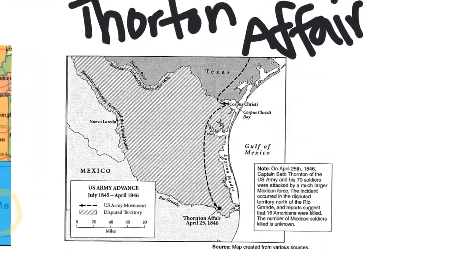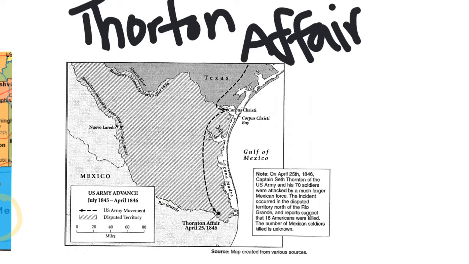Now let's read this map a little bit closer. On my key down here, it says this is a map of the U.S. Army advance, July 1845 to April 1846. This dotted line right here is going to show the U.S. Army movement, and anything that has these slanted lines is going to be U.S. disputed territory. This means that they're fighting over land. Let's read this note now. It says, on April 25th, 1846, Captain Seth Thornton of the U.S. Army and his 70 soldiers were attacked by a much larger Mexican force. The incident occurred in the disputed territory north of the Rio Grande, and reports suggest that 16 Americans were killed. The number of Mexican soldiers killed is unknown.